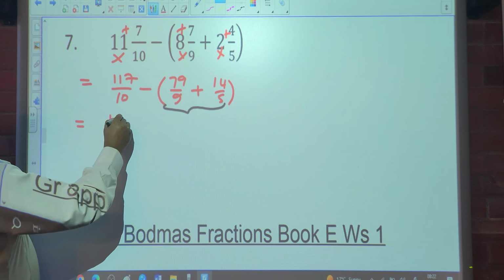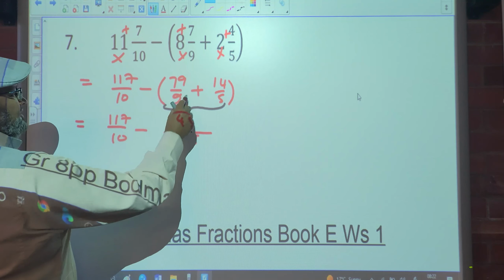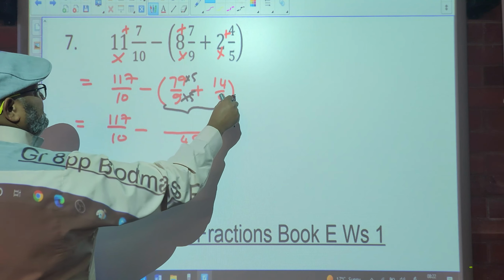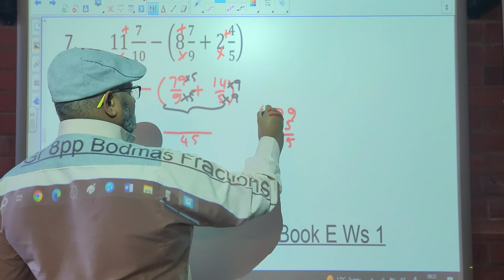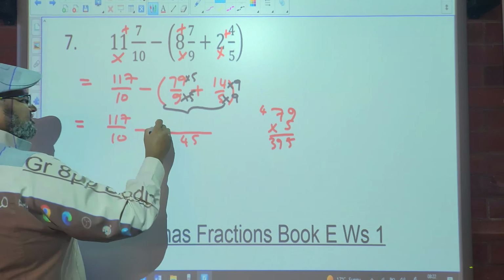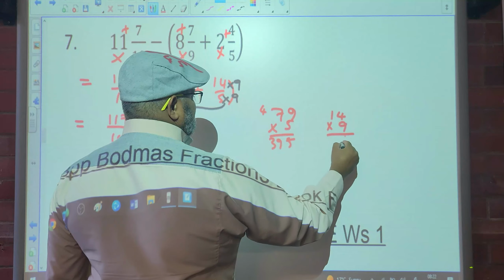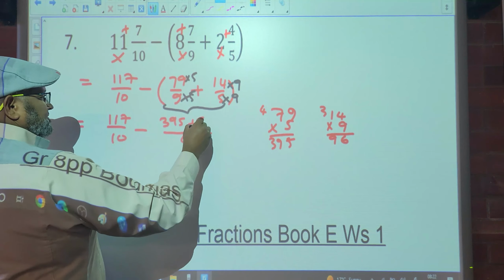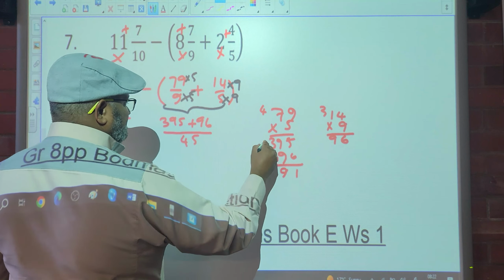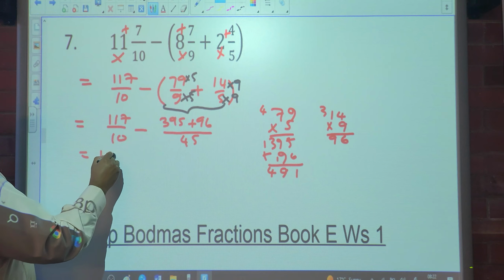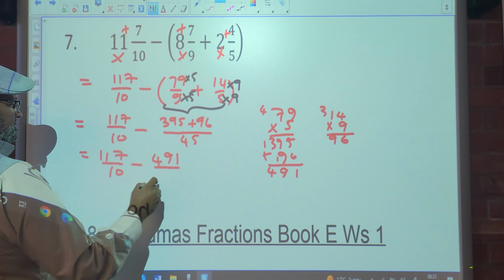Okay. It's going to be 117 over 10 minus, what's the LCM inside the bracket? 45. So I multiply this by 5, and this one multiplied by 9. So 79 times 5 is 395, plus 14 times 9: 4 times 9 is 36, 96. If I add 96 to 395, it's 11, carry 1, so it's 19, so 491. Did you guys get that?